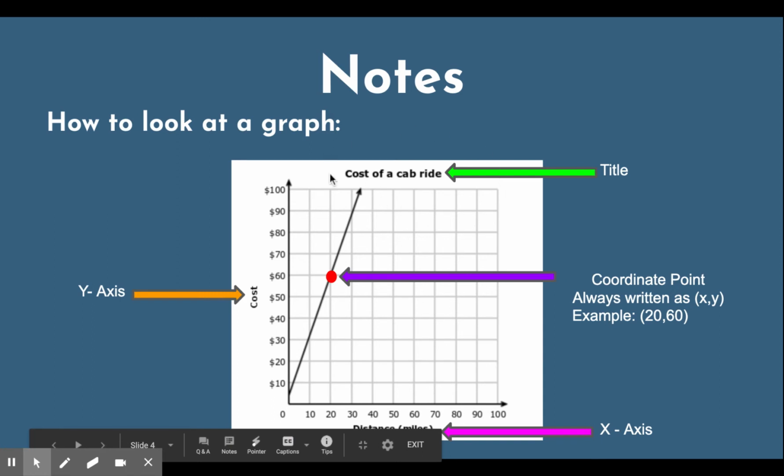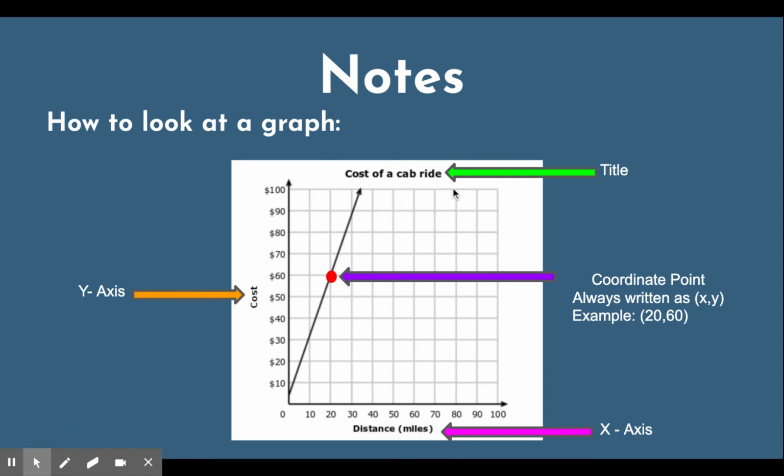And then always give your graph a title. So in this case, we're talking about the cost of a cab ride. Okay, so just make sure that you always include a title, and you can make that title whatever it is that associates to what you're working on.